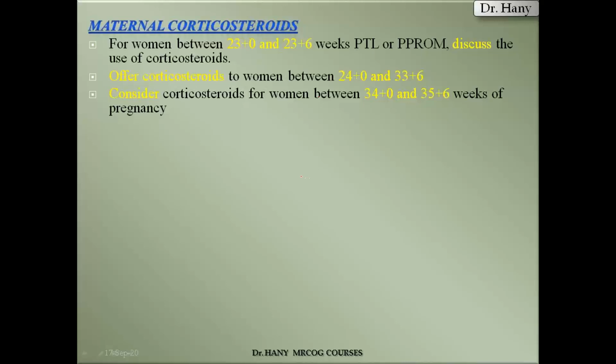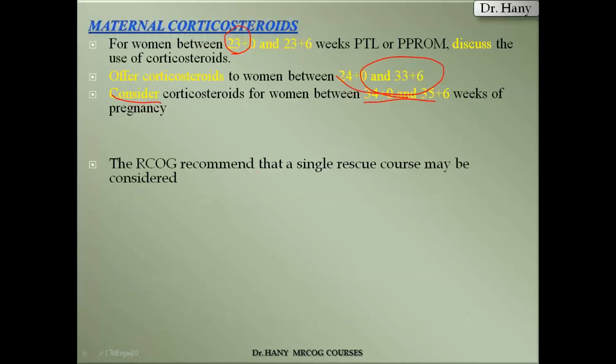So these will be the rules to play with in the exam. Corticosteroid between 24 and 34 plus 6. Even if it's early, I will discuss with the woman from 23, and I will offer between 24 and 34, and again I will consider between 34 and 36, 35 plus 6.